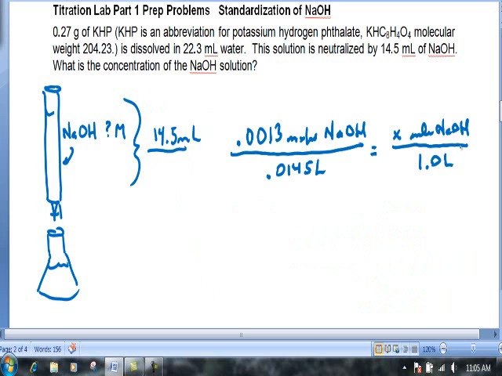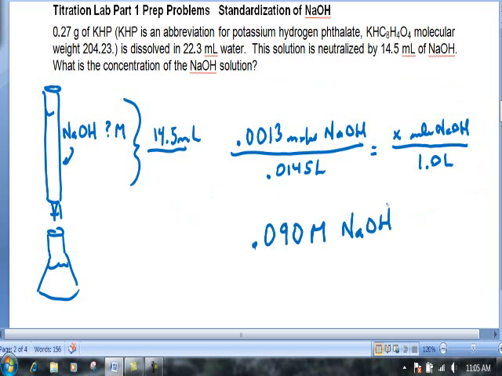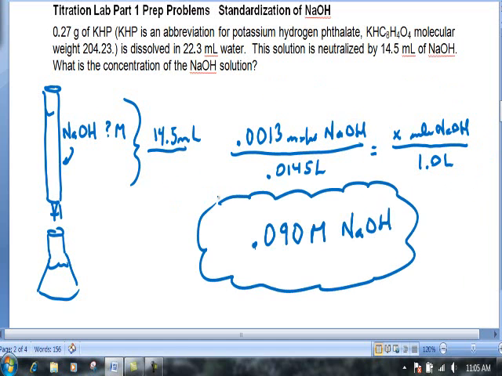This information allows us to set up a proportion. We now know that we have 0.0013 moles of NaOH in our 0.0145 liter sample. That'll allow us to calculate how many moles of NaOH would be present in a 1 liter sample, and once we have this in terms of moles per 1 liter, that would be our measure of concentration. Solving for our concentration, we find that for this particular trial, our concentration of the sodium hydroxide is 0.090 moles per liter, or 0.090 molar sodium hydroxide.